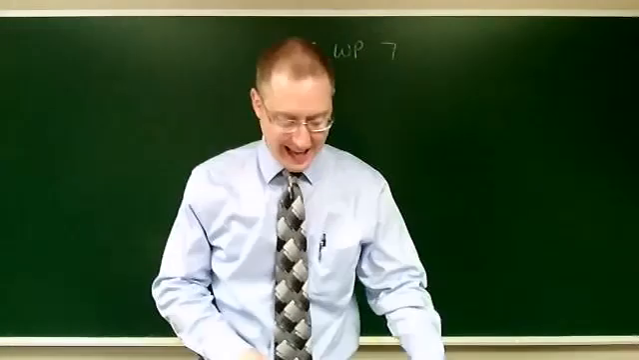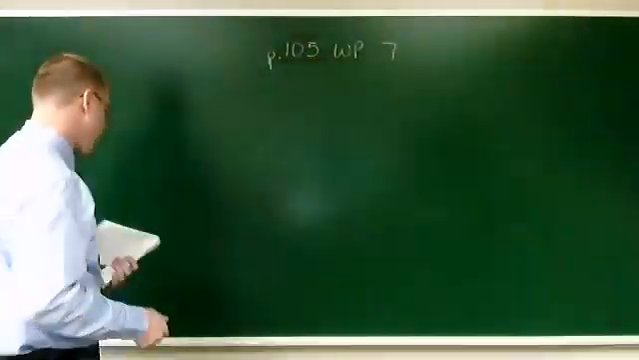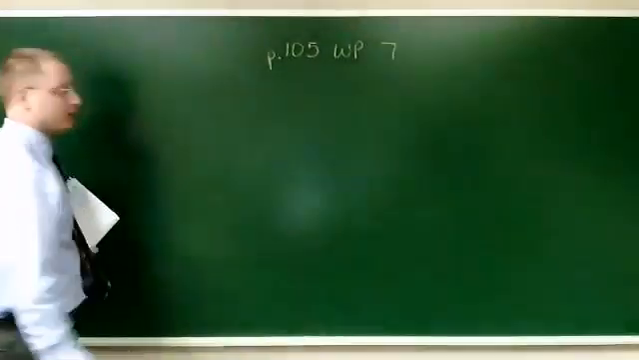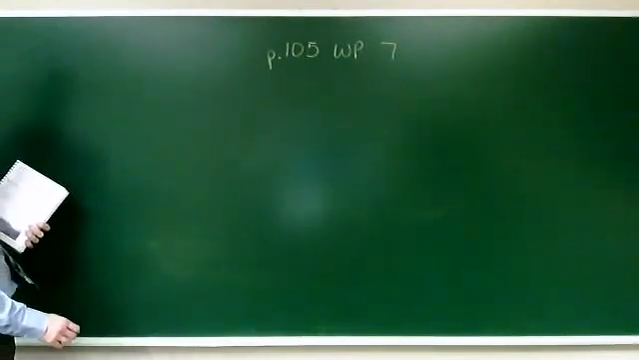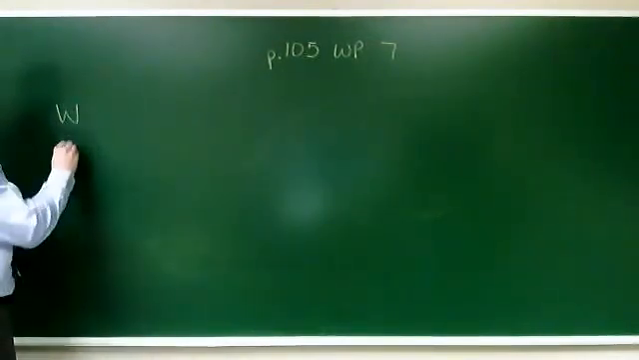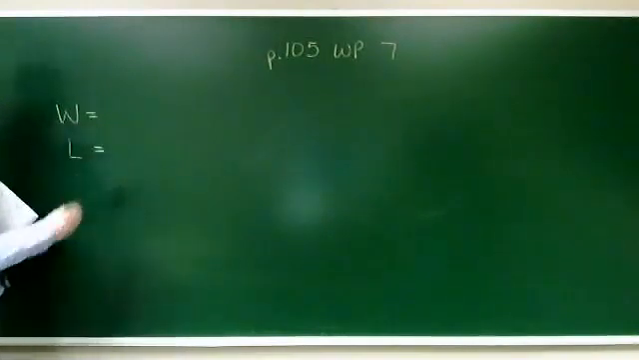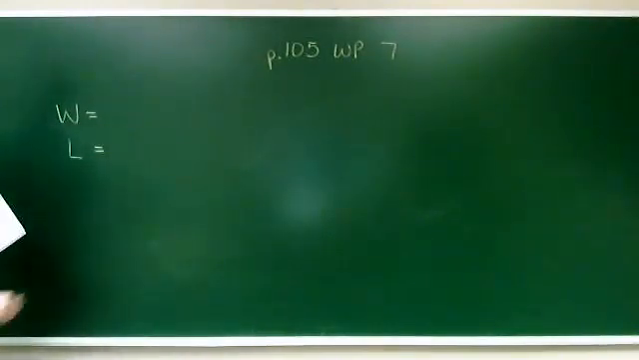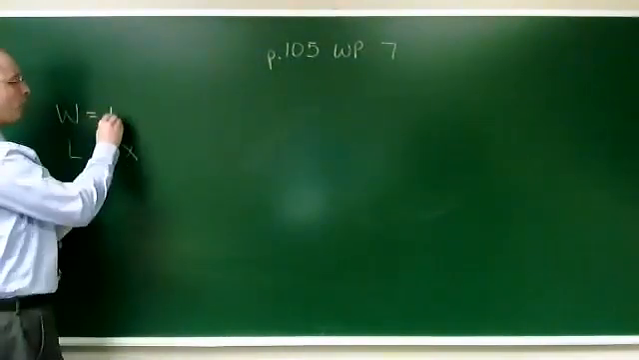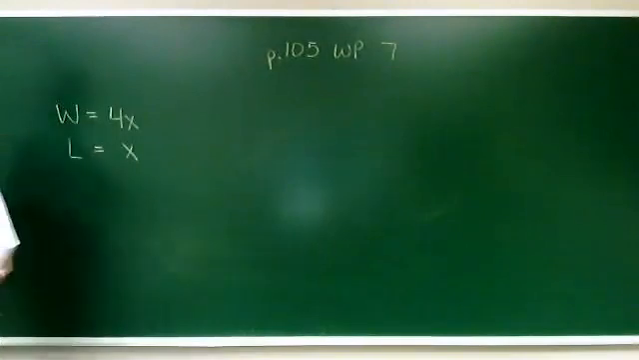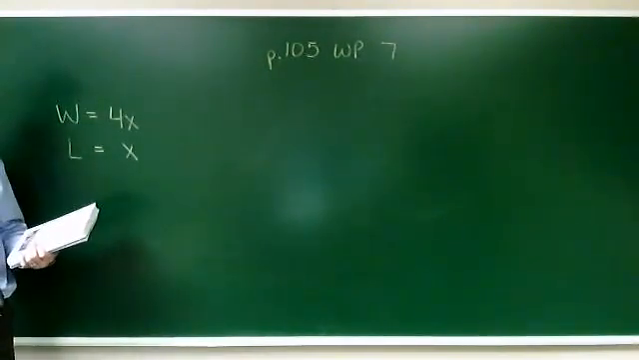For starters, let's go to Gavin first of all. Gavin, how many unknowns did you have? 2. And what were they? Wins and losses. And which one did you choose to be x, Gavin? Losses. How did you represent your wins? 4x. Why did you represent it 4x? Because the sentence says that they won 4 times as many as they lost.